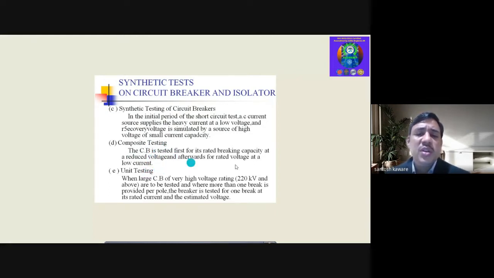Composite testing means you take one lot and test it. Unit testing means you choose a single unit from that lot and test it. Many times it is not possible to test all the equipment. Suppose you have produced thousands of insulator discs. How many are you going to test? You have to take a sample or a batch from that, and then perform the testing on that.